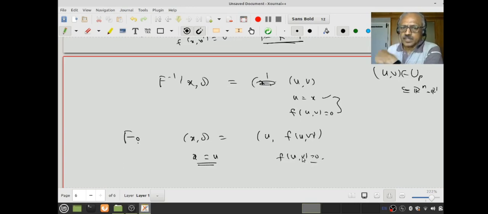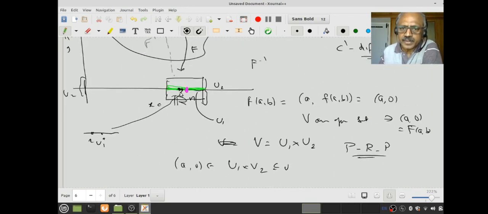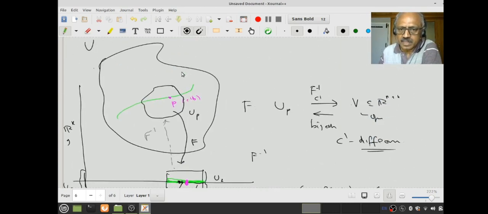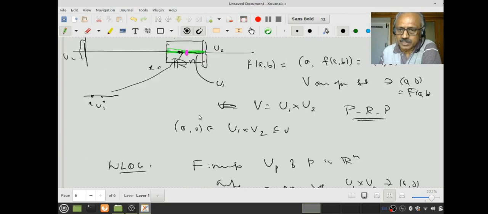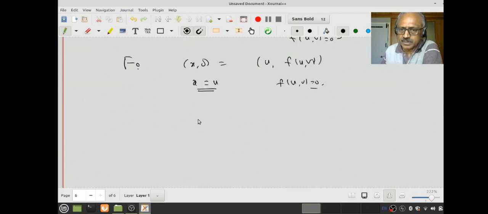Therefore, if I start with any point (x, 0), its pre-image is of the form (x, some y). Instead of v, I call it y. So (x, y) lives in the domain, but I also want to say it lives in S. Why? That's what we checked. Have you understood?